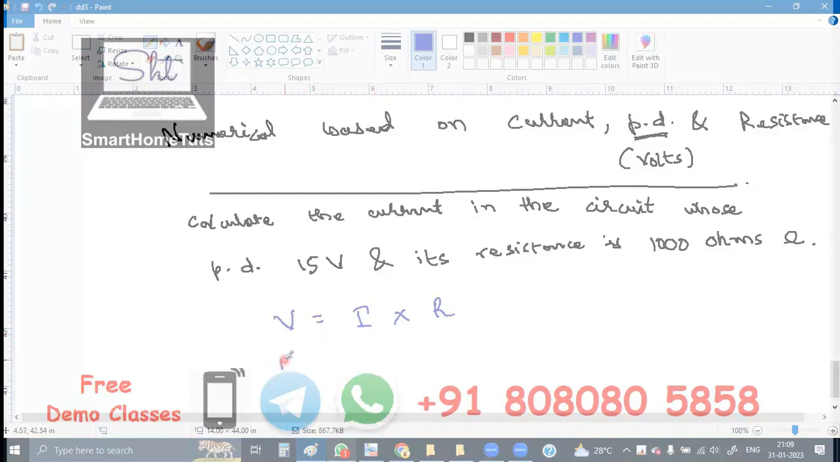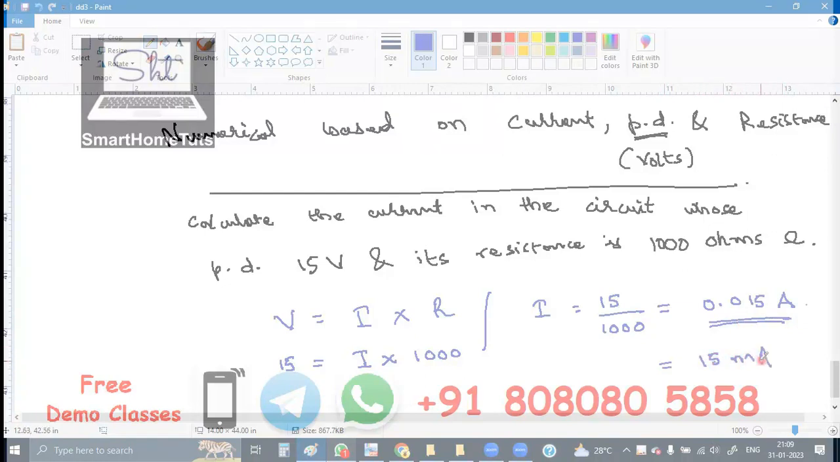So your voltage is 15 volts. This is equal to, I'm substituting here, I is the value that we are supposed to calculate. R is resistance, which is 1000 ohms. If I rearrange the terms, I is equal to 15 divided by 1000, okay, which is going to be 0.015 amperes. Sometimes they may ask you to calculate in milliamperes. So straight away again, if you are going to multiply it by 1000, this is going to become 15 milliamperes.